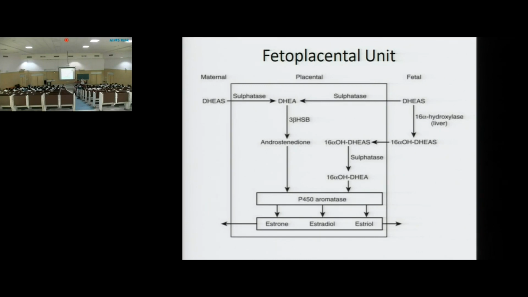Now, this placental anatomy you would have studied. So what is happening at the level of the placenta? The fetus, the placenta, and the mother. Okay, three things are there: the maternal blood, the placenta, and the fetus.